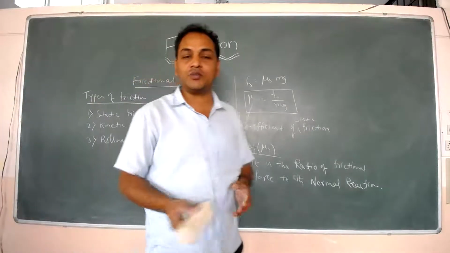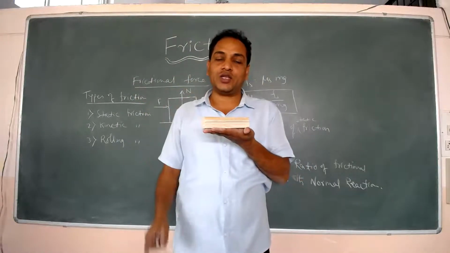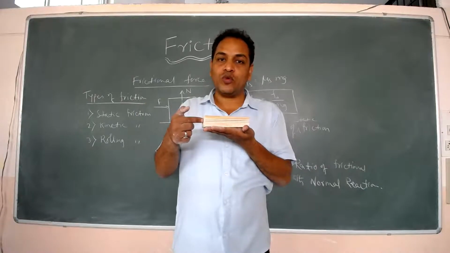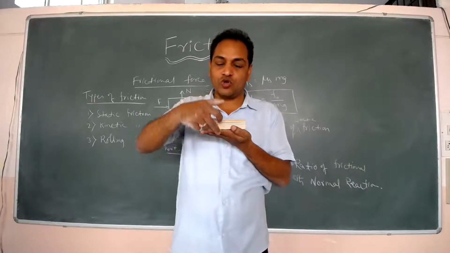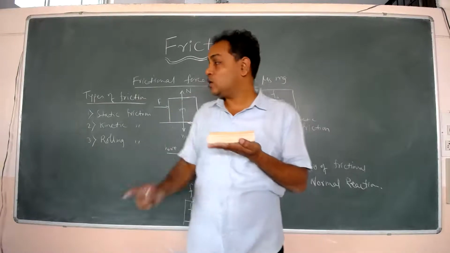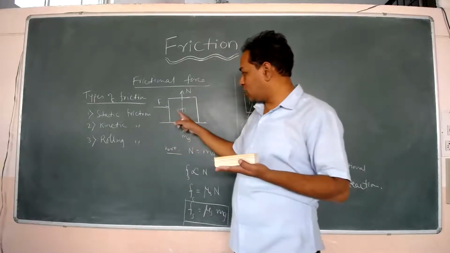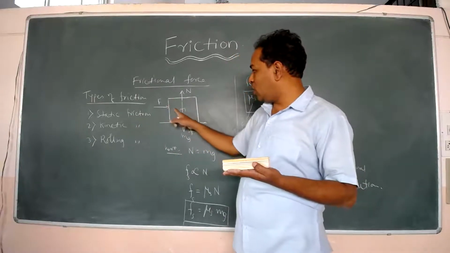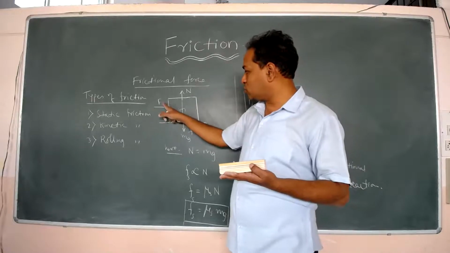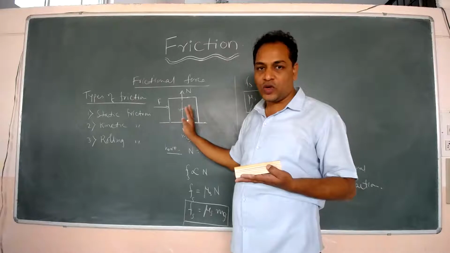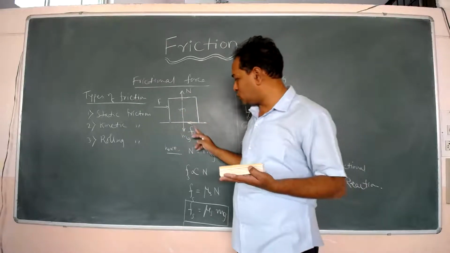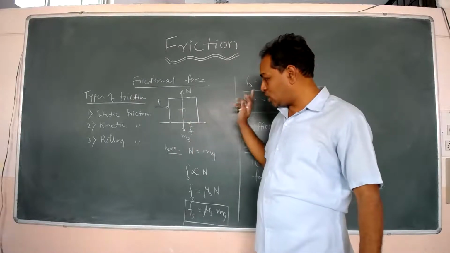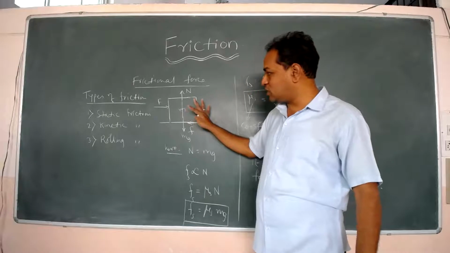Static friction is when two bodies are in contact such that the body is not moving. Suppose I have applied a force, still it is not moving. Then the friction acting between these two bodies is called static friction. See, I have taken a body of mass m where I have applied a force F, because of which the body is not moving. The body is not moving means in the opposite direction a frictional force is acting which opposes the motion of the body. So in this case the body is in equilibrium.